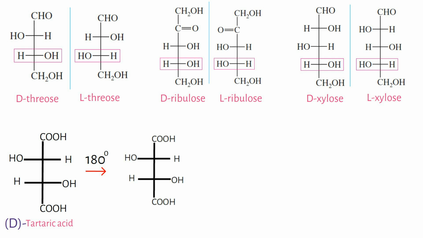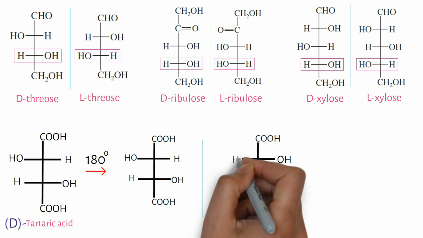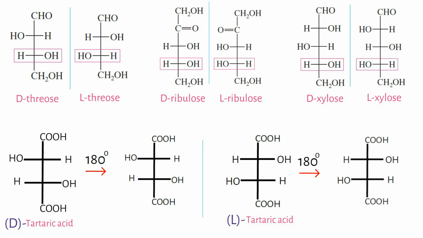The non-superimposable mirror image of D-tartaric acid looks like this, so that the bottom asymmetric carbon now has hydroxyl group on the left side. It is called L-tartaric acid. This molecule after 180 degrees rotation in the page also gives the same L-tartaric acid.